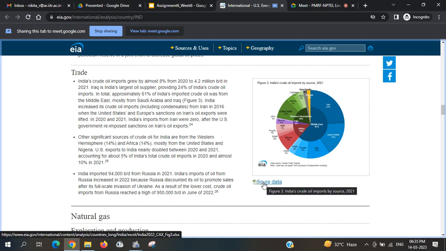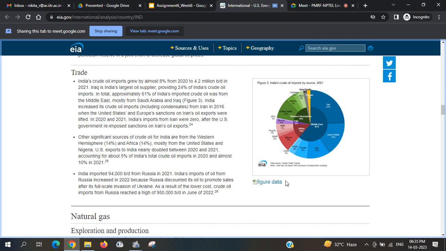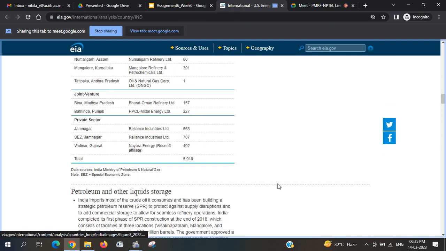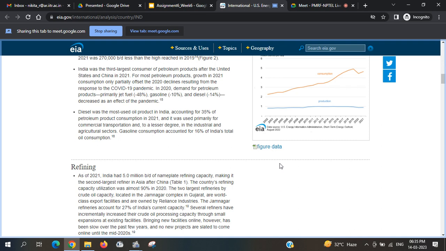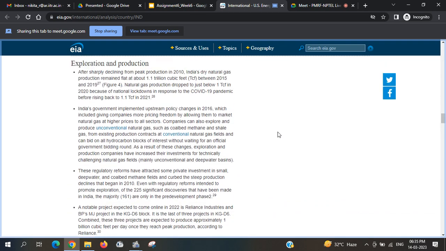You can even get the data of these figures if you click on the link here. This will give the data related to these figures in the form of an Excel sheet. So if you want to do some analysis, get these figures, make some calculations, you can download the data of these figures from this link below each figure. For example, this figure also has it.